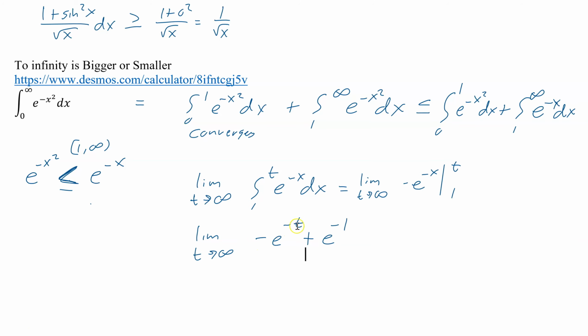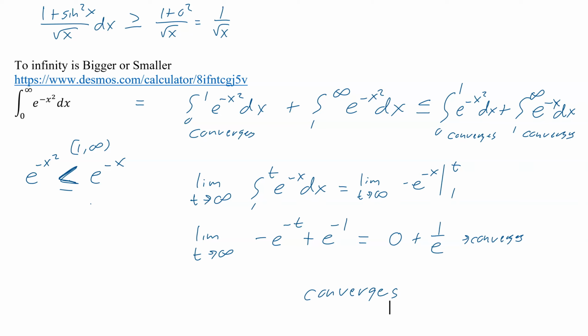And so this we know goes off to 0 because it's a negative t, so it's decaying. Even if it's negative or positive, it doesn't matter. So this is 0 plus 1 over e. But long story short, it converges, because we got a number. So this one converges. This one converges. Therefore, our function is going to converge.